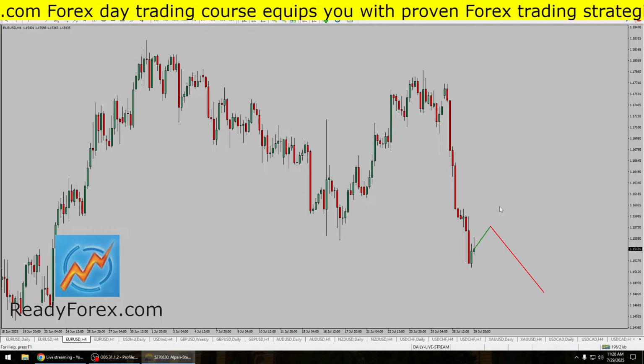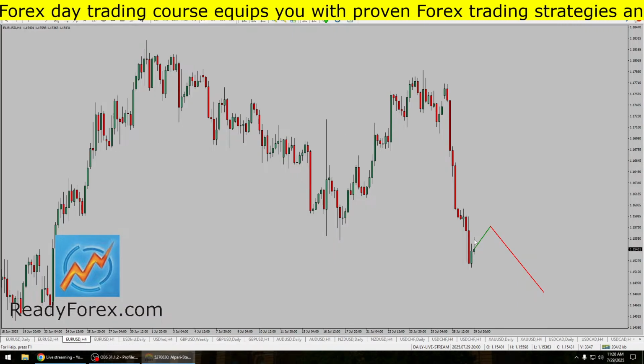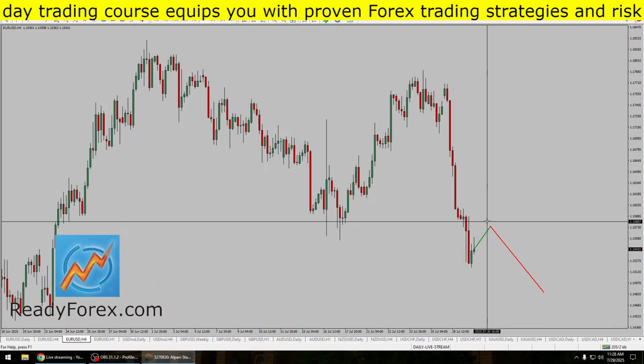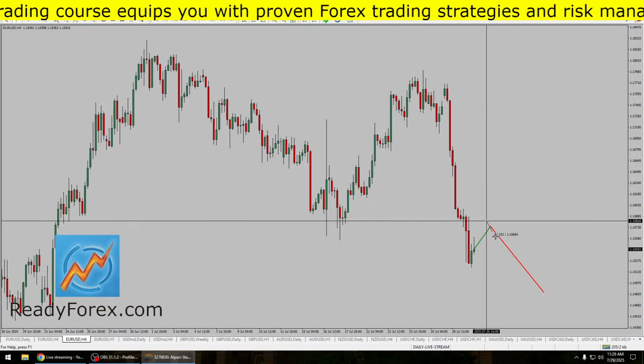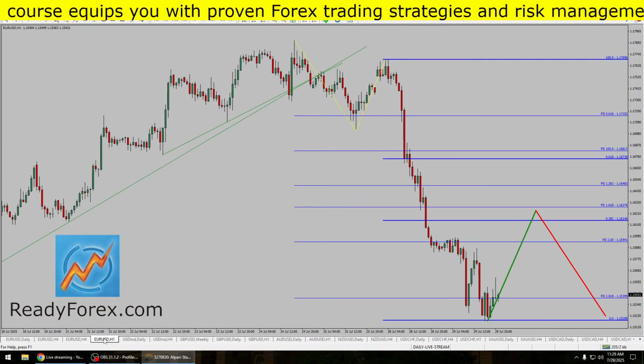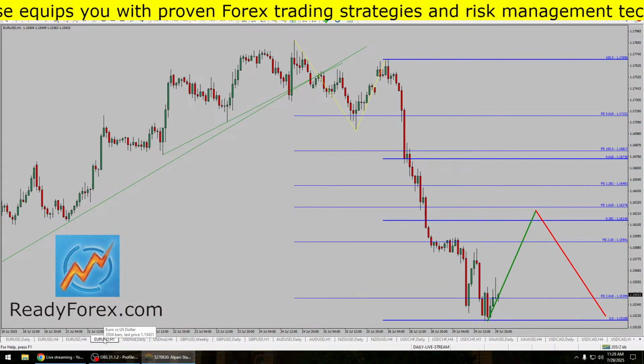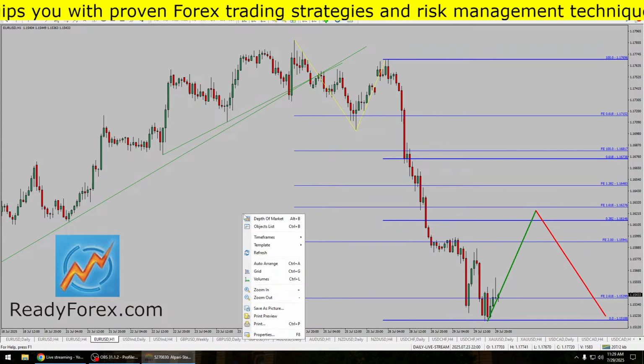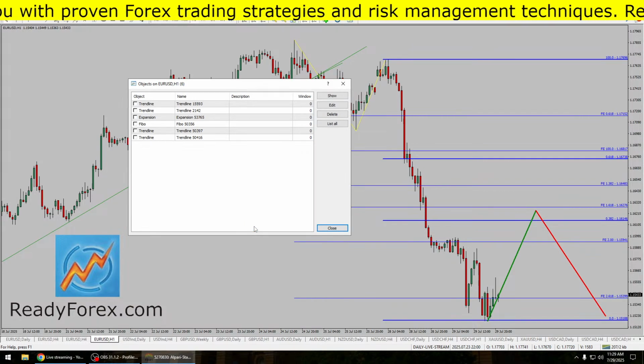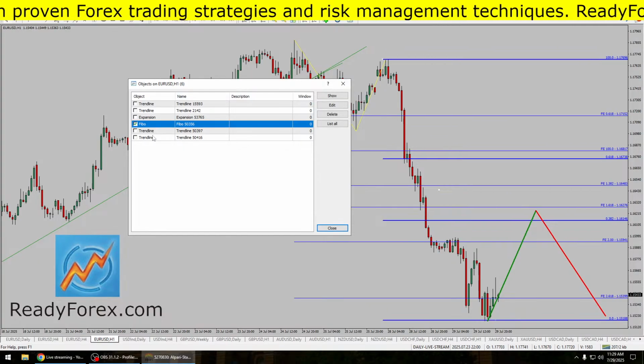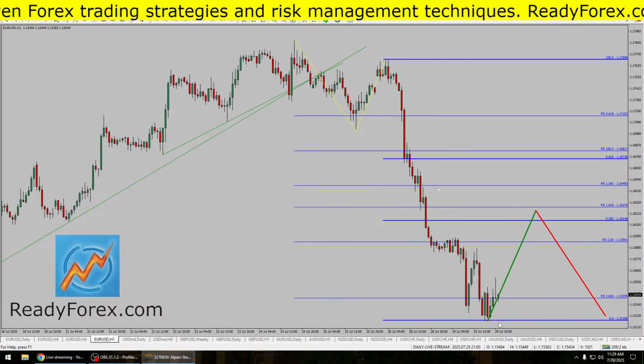So regarding the euro dollar over here, the way I see it, it is probably going to rise up, create a short-term bullish pullback, and then resume the downtrend. Next one is the euro USD 1-hour time frame. So let me adjust this Fibonacci retracement level over here.